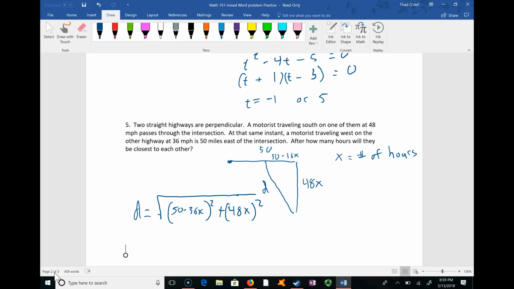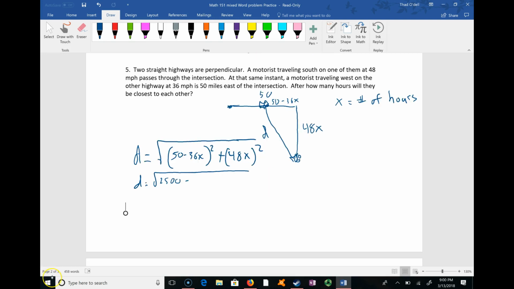Okay, so again, he starts out 50 miles east, so this whole distance here is 50 miles, and he's headed this way. So at some point, here's the little car speeding towards the intersection. Here's the other little car speeding away from the intersection. So we're tracking their distances apart as d. And this represents that distance. And we're trying to minimize that, so we want to take the derivative, set equals 0. Okay, so we're going to simplify this a little bit first.